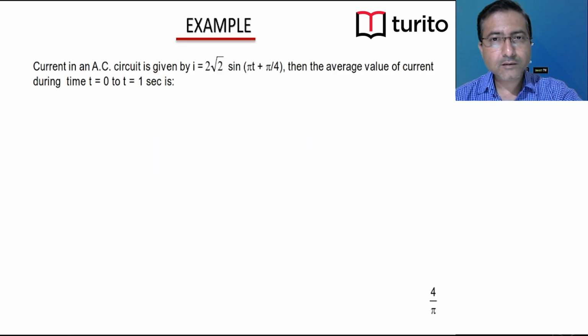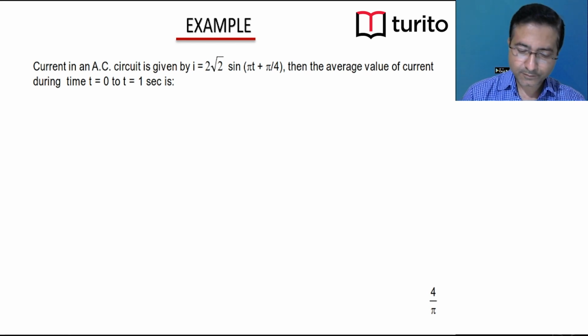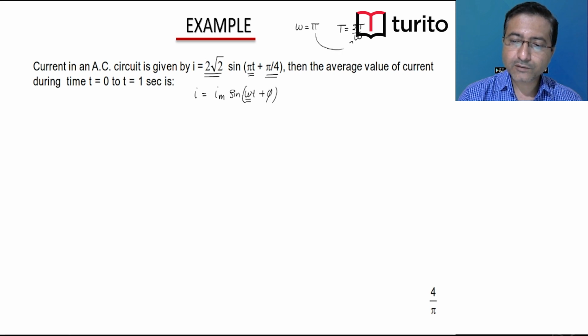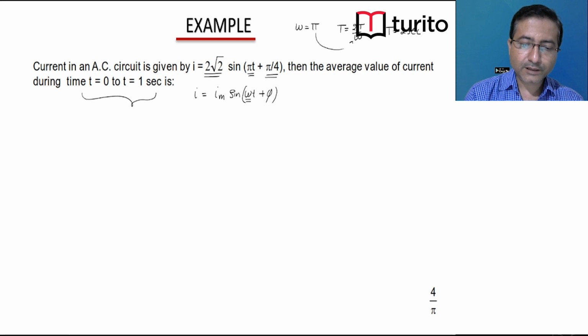Let's see some example based on this one. Look at this one. So this equation is in format Im sine omega t plus phi. Comparing these two equations, you will get omega as pi. If omega is pi, then T is equal to 2 pi by omega. And if I place pi over here, then we are getting time period as 2 seconds. And the interval for which we need to find out average value is half of that.